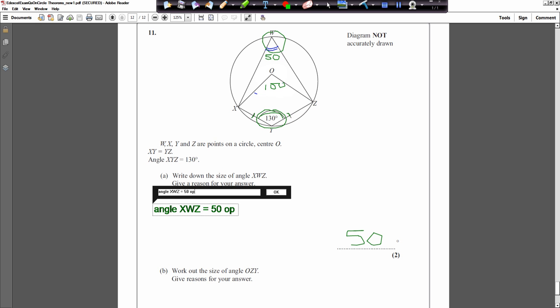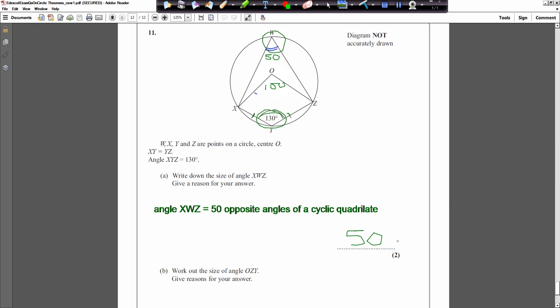So we say opposite angles of a cyclic quadrilateral. Okay, we run out of space on there. Hang on a second.